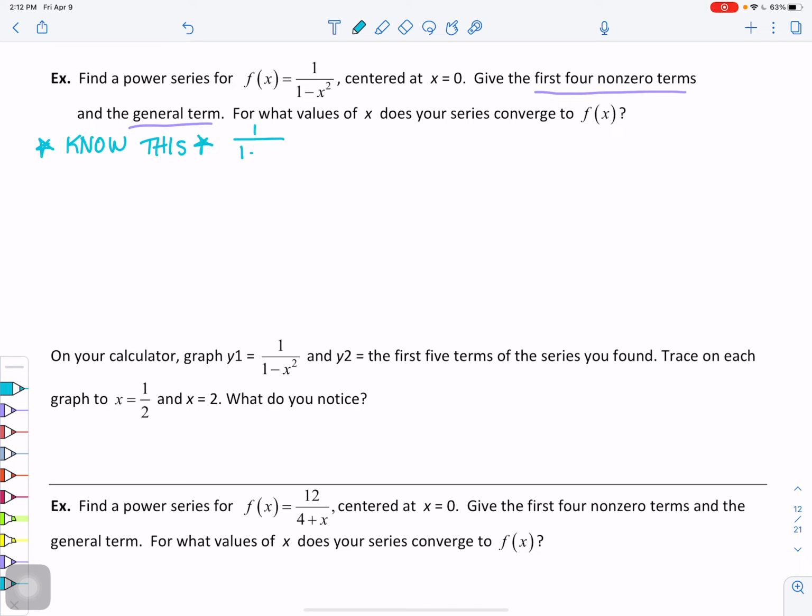1 over 1 minus x is equal to this series, n equals 0 to infinity, of x to the n. And that's equal to 1 plus x plus x squared plus x cubed, and so on and so forth. Okay? That's what this is equal to. This geometric series is equal to 1 over 1 minus x. Okay? Only if it converges.